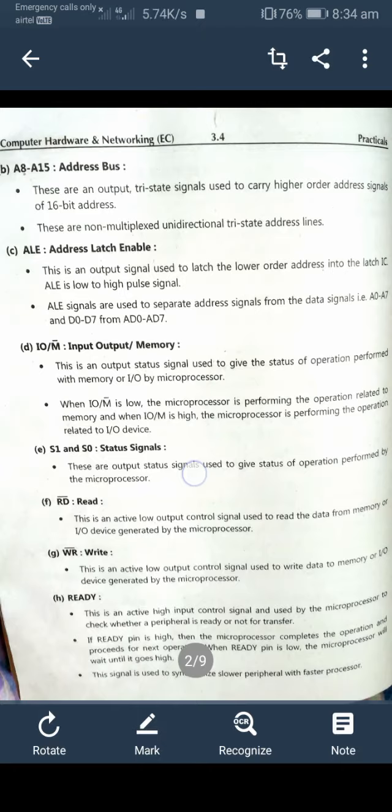ALE, address latch enable. This is an output signal used to latch the lower order addresses into the latch IC. ALE is a low to high pulse signal. The ALE signal is used to separate the address signals from the data signals, that is A0 to A7 and D0 to D7, from AD0 to AD7.